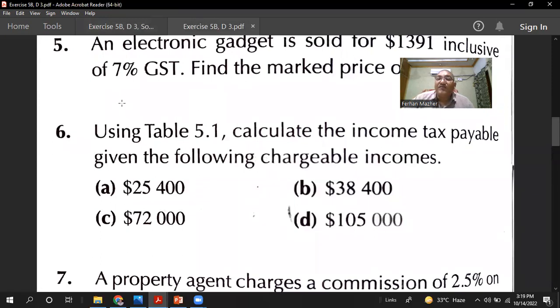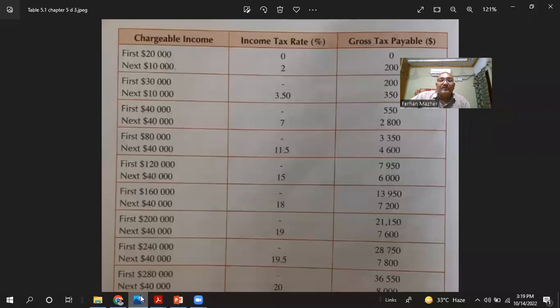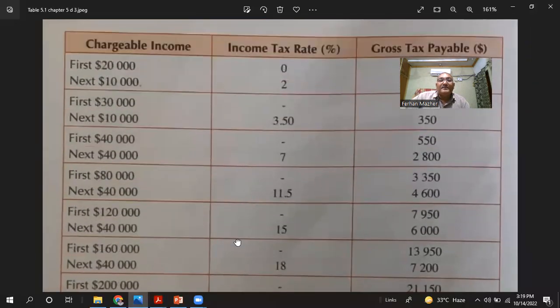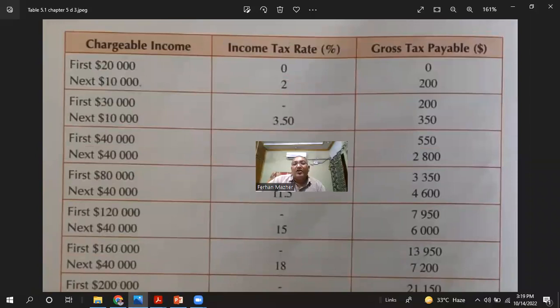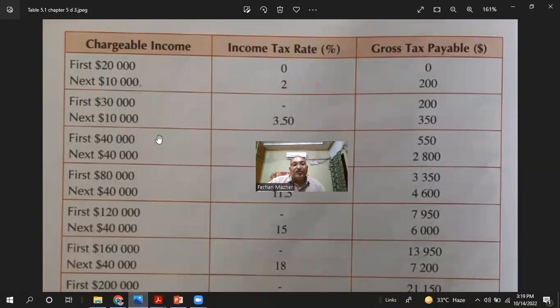He says, using table 5.1, calculate the income tax payable given the following chargeable incomes. So the income is, for the first part, for example, $25,400, and I want to find out how much is the tax. Let me show you. Because your income is 25,400, it comes in this category.